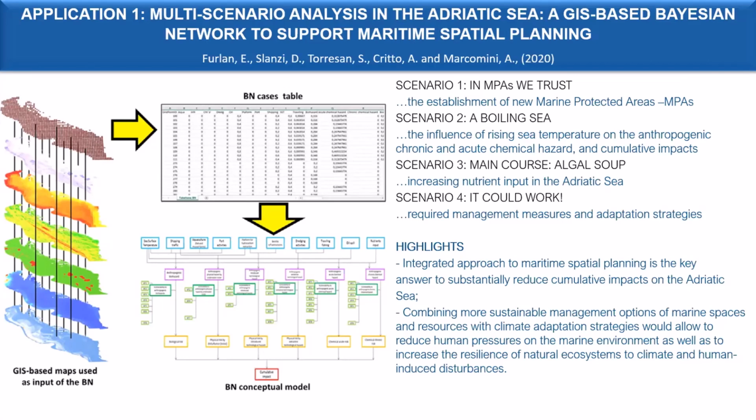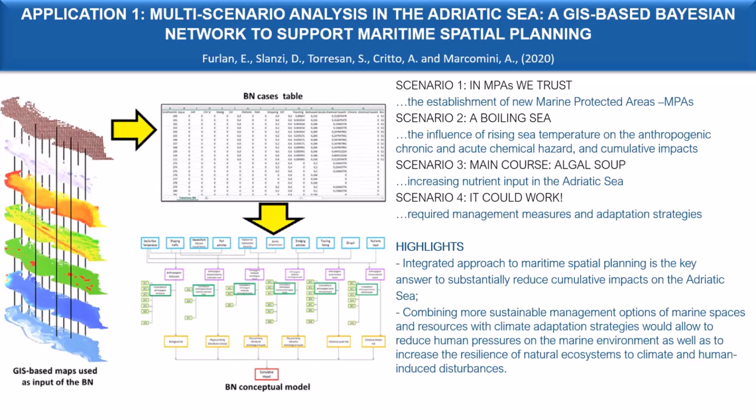So from the 4 scenario analysis and the exercise, we identified that the integrated approach to marine spatial planning is the key answer to substantially reduce the cumulative impact on the Adriatic Sea. The combination of more sustainable management options of marine spaces and resources with climate adaptation strategy would allow us to reduce human pressure on the marine domain, as well as increase the resilience of natural ecosystems and the services they provided.